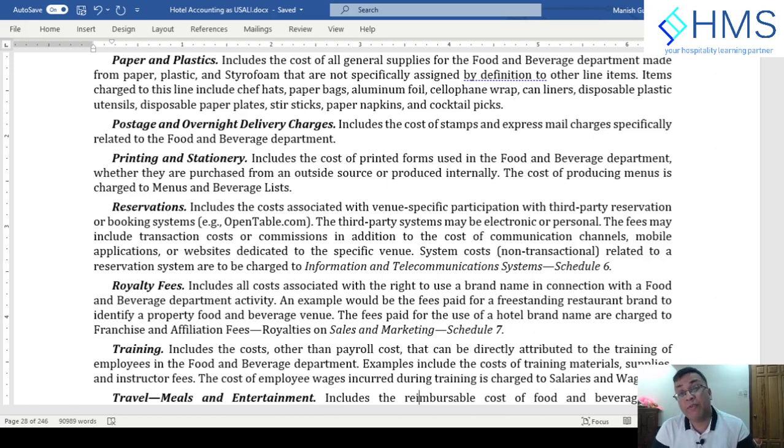Royalty fee is if you are using the brand name of any third party. Let's say you are using the brand name of Starbucks, or Disney, or any other for which you have to pay a royalty fee, then that amount will also be charged to this royalty fee expense. Then you have training expenses.